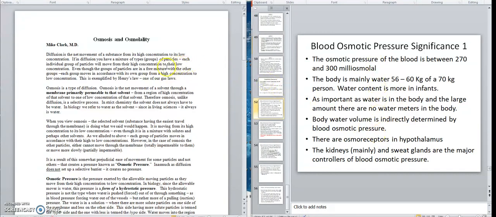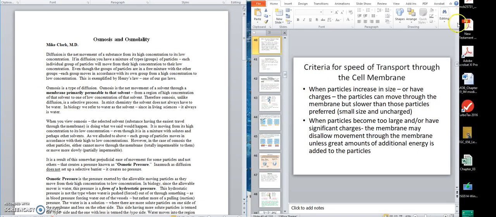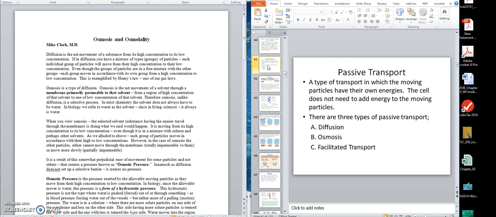Now what I want to get into is understanding of osmosis first, which you should have gotten in ANP1, but let's take a gander at this. What we have are these things called passive transport, from ANP1. Passive transport had three things. First of all, passive transport meant the particles were moving under their own energy. They needed no additional energy.